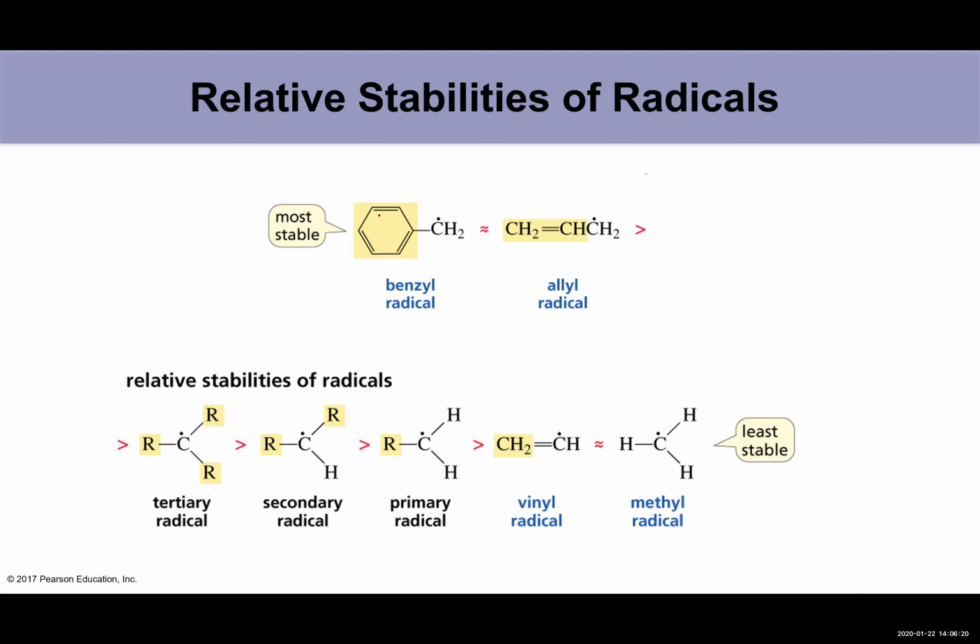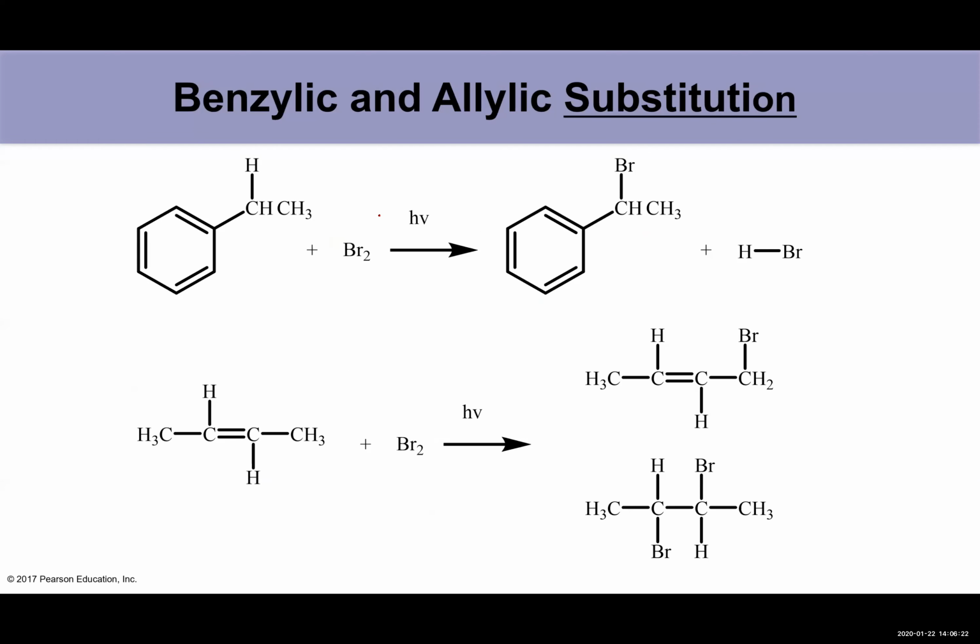So when you do a benzylic substitution reaction, when you have a benzylic carbon and a primary methyl group, the substitution takes place primarily on the benzylic carbon. For allylic carbons, you have primarily substitution at the primary carbon because that's the allylic carbon, more stable than the vinyl. These would be the other options.